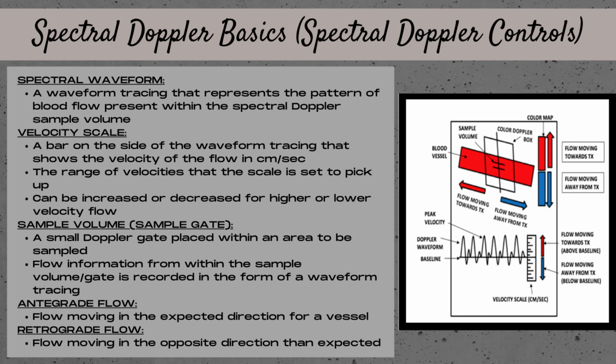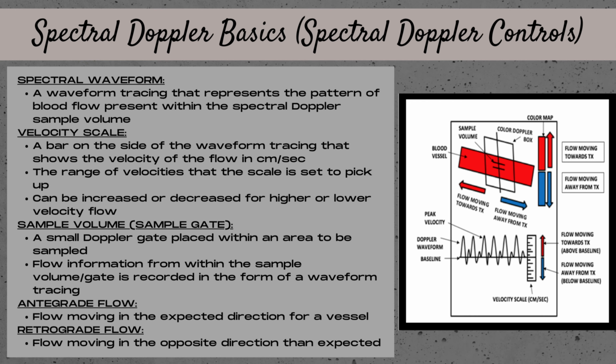Now let's dive into some spectral Doppler basics. With spectral Doppler, there's a spectral waveform, and this is a waveform tracing that represents the pattern of blood flow present within the spectral Doppler sample volume or window. There's also a velocity scale, and this is a bar on the side of the waveform tracing that shows the velocity of flow in centimeters per second. And this is the range of velocities that the scale, or PRF control, is set to pick up, and it can be increased or decreased for higher or lower velocity flow.